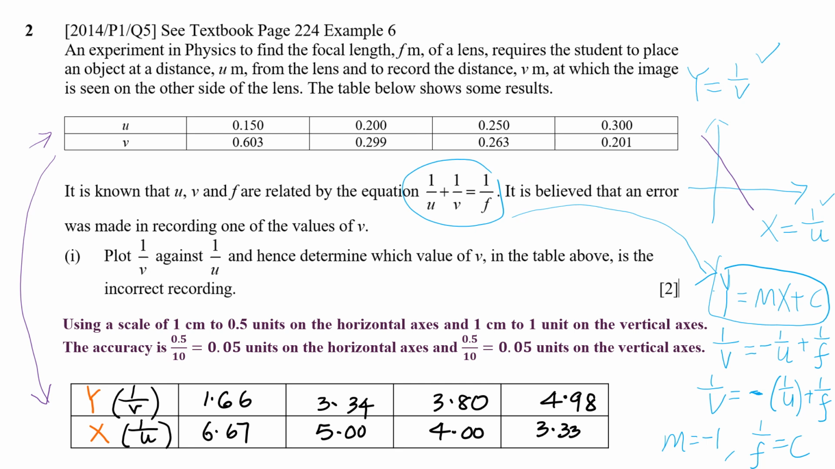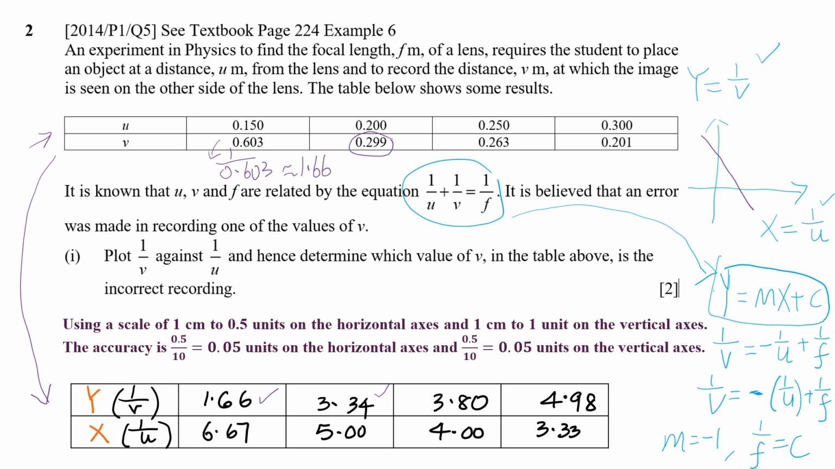To get 1 over V, you just get the calculator ready. Just take 1 divided by 0.603, and you will get, rounded up to 3 significant figures, 1.66. So that explains this answer here. You do the same for the rest of the values, and then you will generate a new table, because we need this new table to draw your straight line graph.